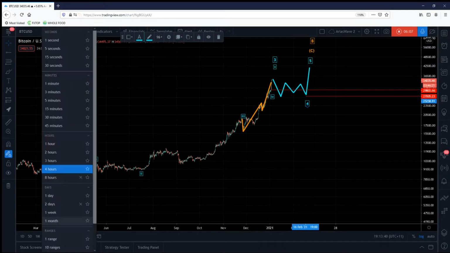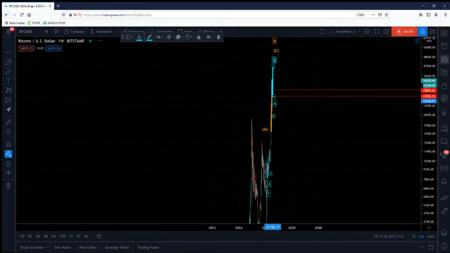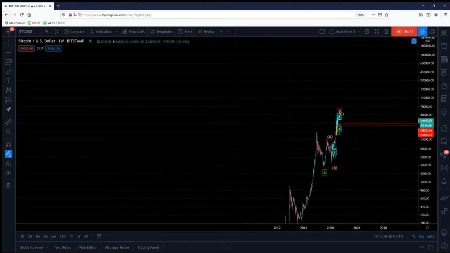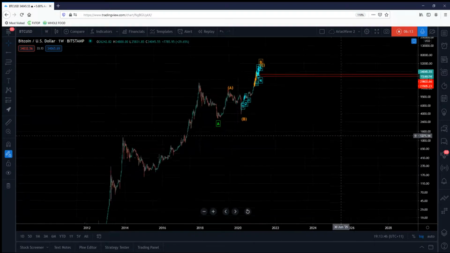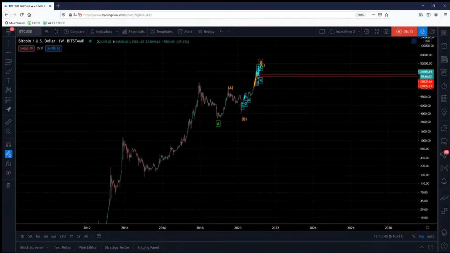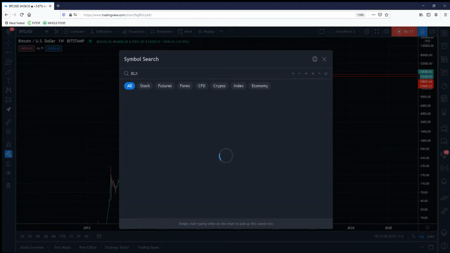But as I mentioned to you before, and I showed you quite clearly, this is a B wave. Okay, it's a B wave. Now let's go back to the other chart for a moment.